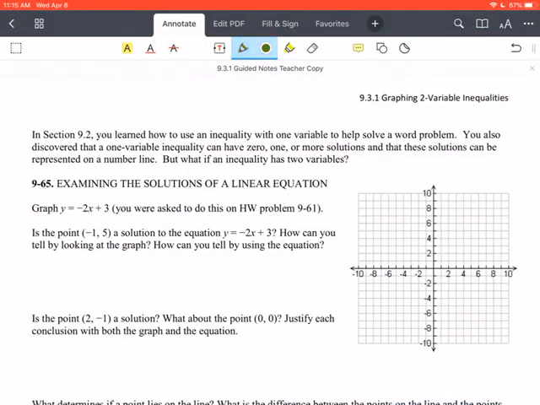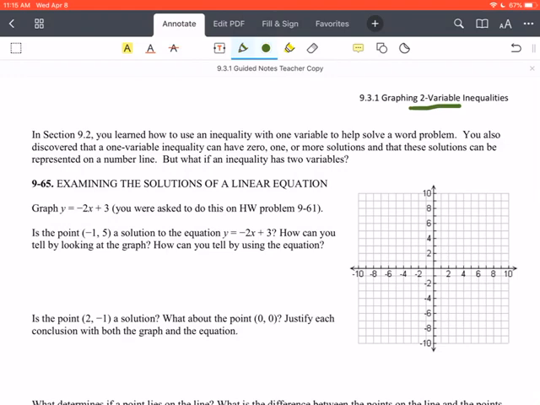Okay, we are going to look at 931 today. We are still going to be using our knowledge of inequalities, but now we are moving into two variable inequalities. So this is more what I would consider Algebra 1 level content. So read along with me in the introduction.